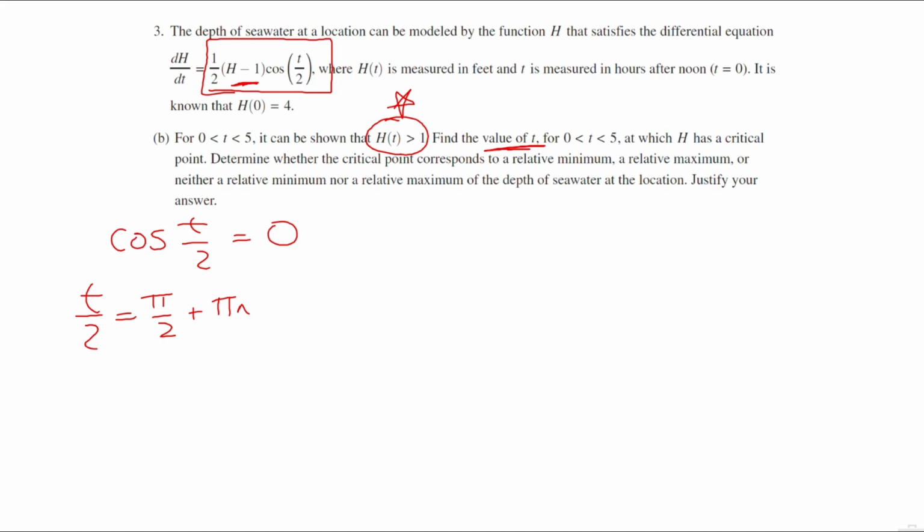The cosine of 3 pi over 2 and 5 pi over 2 and so on is equal to 0. And so then what we'll do is we'll just solve for t. So we'll multiply by 2. So we get t equals pi plus 2 pi n.